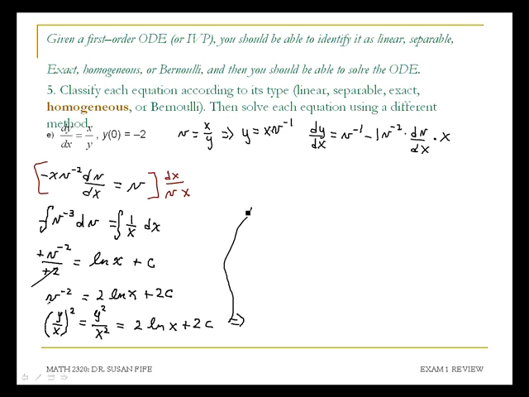Actually, this is an initial value problem, so I'm going to need more room. Let me go up here. So that's going to give me y squared equals, I'm multiplying here by x squared to get 2x squared natural log of x plus 2c x squared. Okay, now if I solved for y, I would get y is equal to plus or minus the square root of the right side.